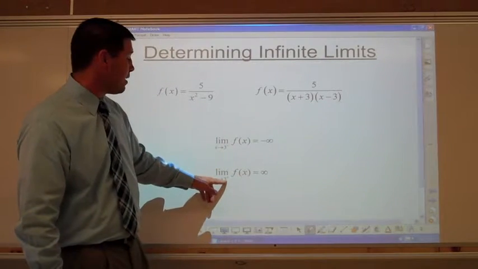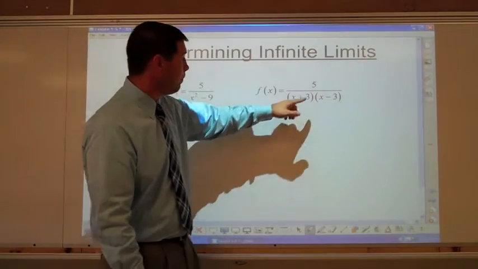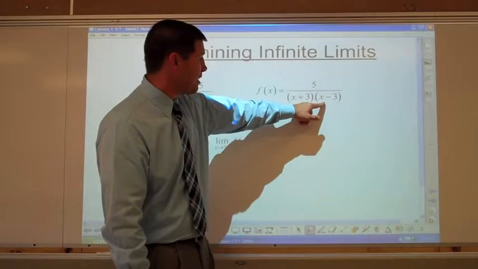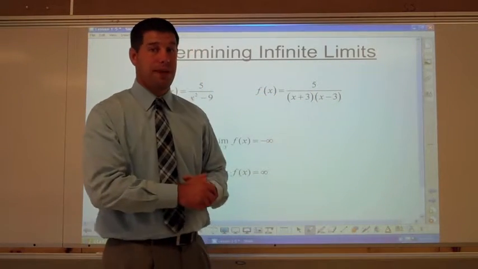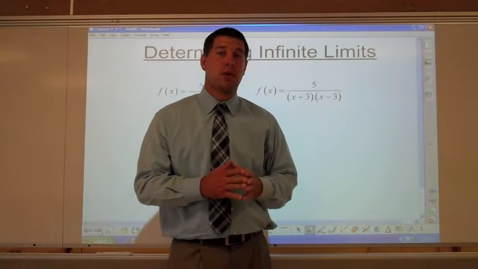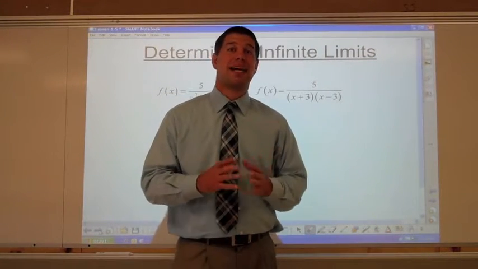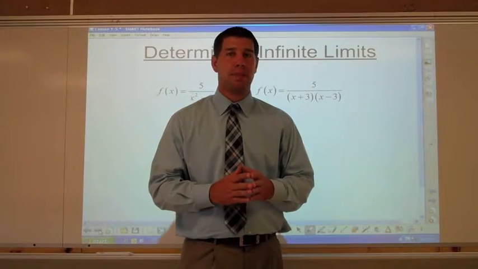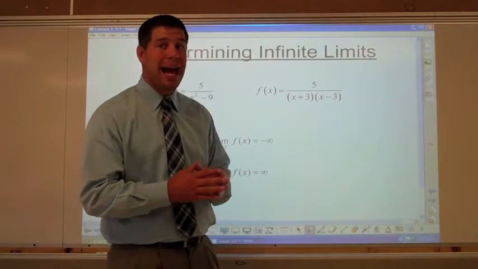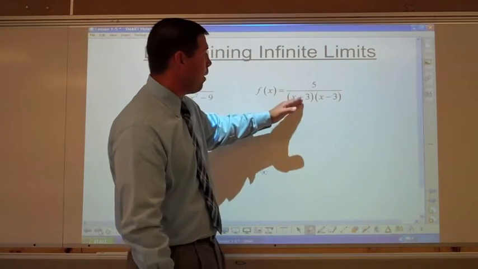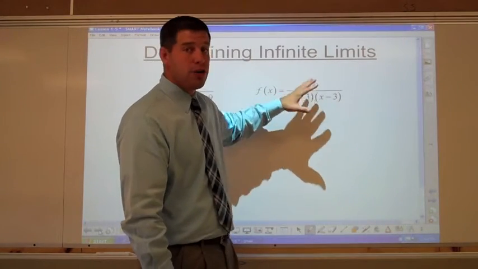Do the same thing from the right side. You plug in the 3.1, positive, positive. So I get positive over positive. So from the right side, I'm going to be going to positive infinity. So once you know it's a vertical asymptote, your left side and right side limits have to be infinity or negative infinity, and you just need to figure out the sign of the number. You don't need to figure out the actual value of 3.1 times -0.1 and try to figure out all that.